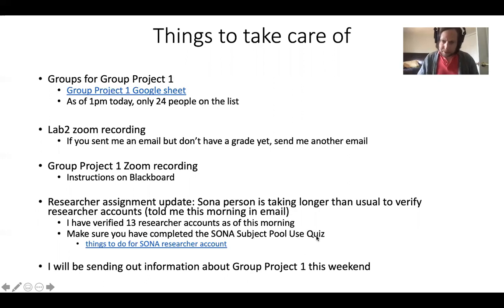I should mention there were some students I've talked to that have a SONA participant account, which is what you had if you took 104, the intro class, when you were participating in studies. That's different than a researcher account. A researcher account gives you access to things that you do not have in a participant account. So please don't get confused into thinking you already have a researcher account just because you have a subject account. They are definitely different.